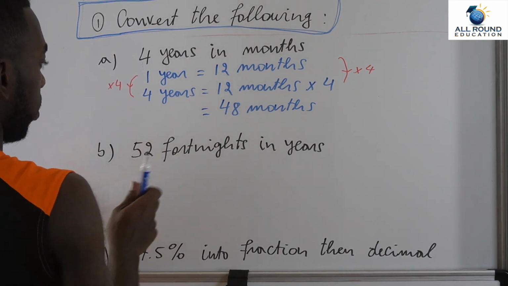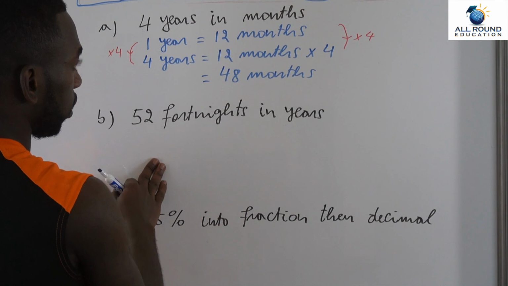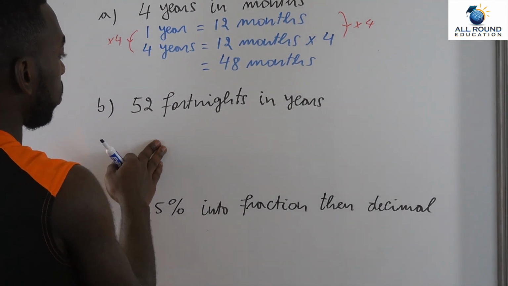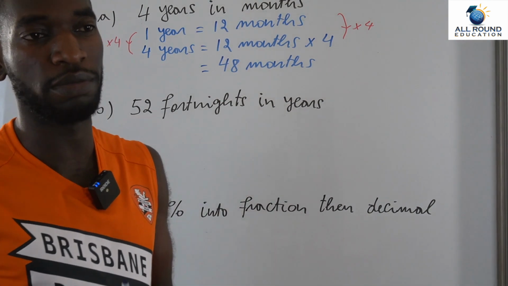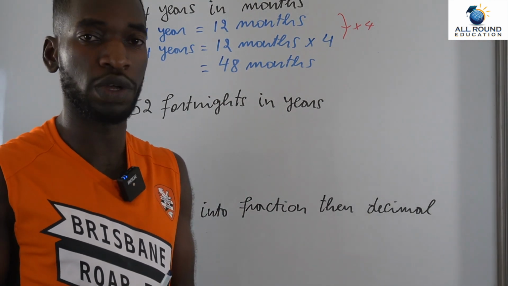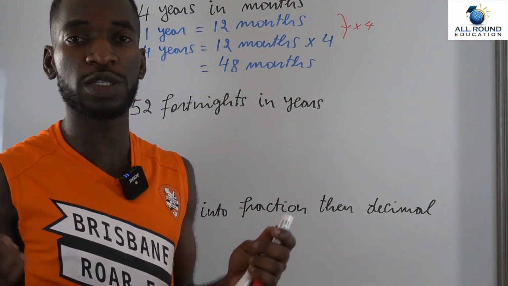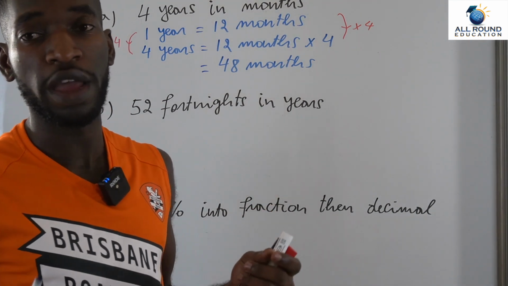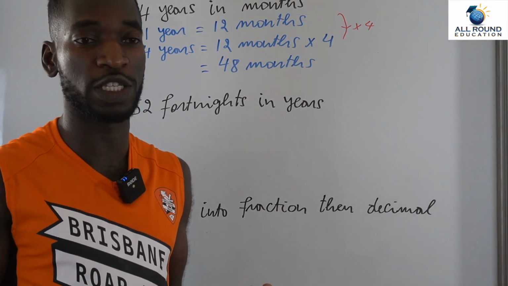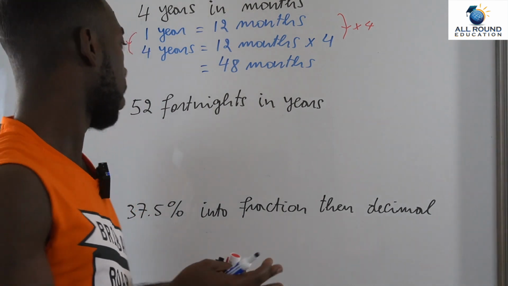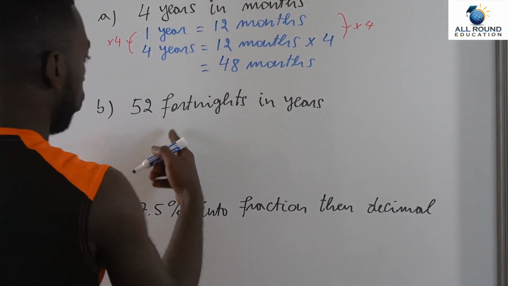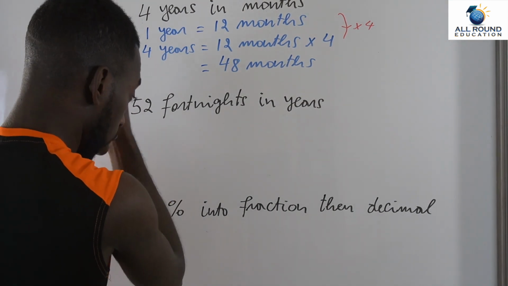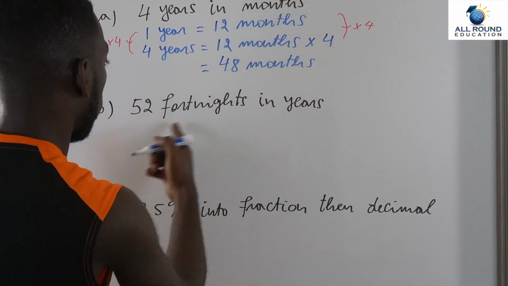And for B, fortnight, right? So when we say fortnight, many people are not familiar with fortnight, except maybe in the Western countries, but fortnight is basically saying per 2 weeks, right? Everything per 2 weeks. So fortnight is a special name for 2 weeks. So what we have to do here is break this down. We know that 52 fortnights into years, so we are converting into years.